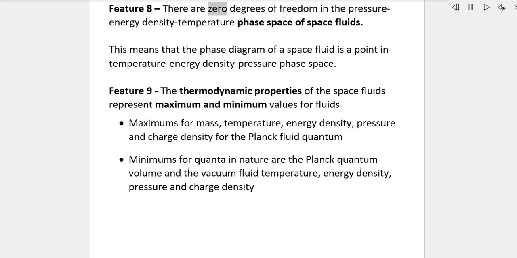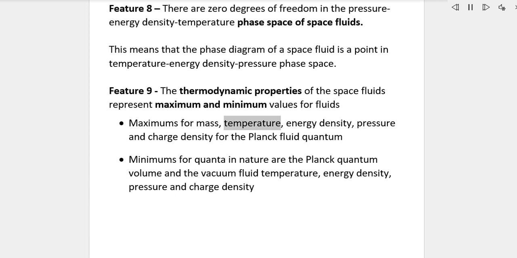Feature 8, there are 0 degrees of freedom in the pressure energy density temperature phase space of space fluids. This means that the phase diagram of a space fluid is a point in temperature energy density pressure phase space. Feature 9, the thermodynamic properties of the space fluids represent maximum and minimum values for fluids.